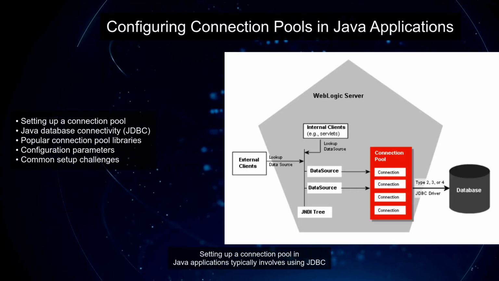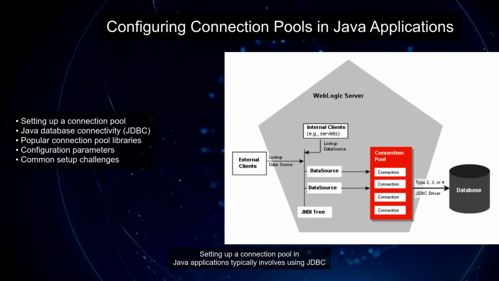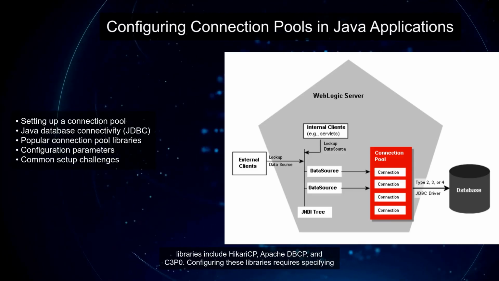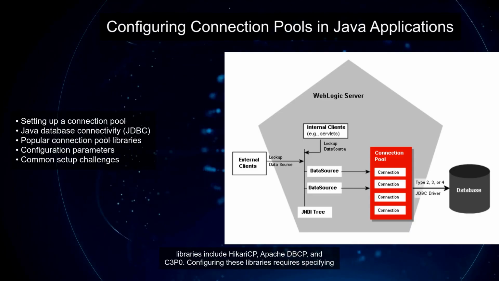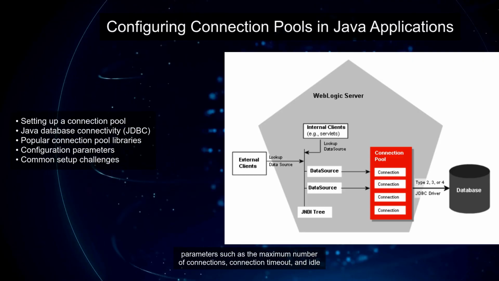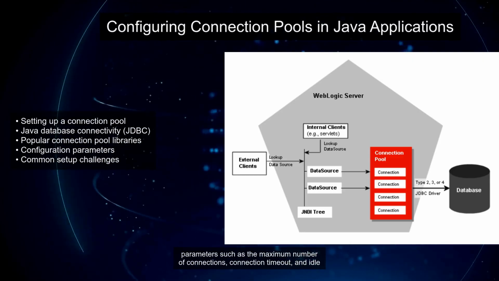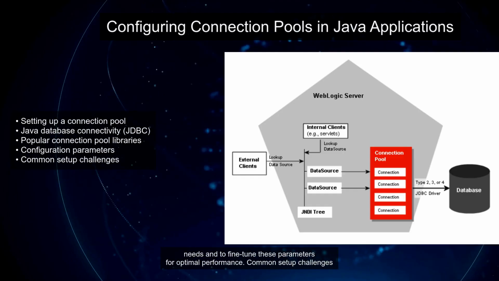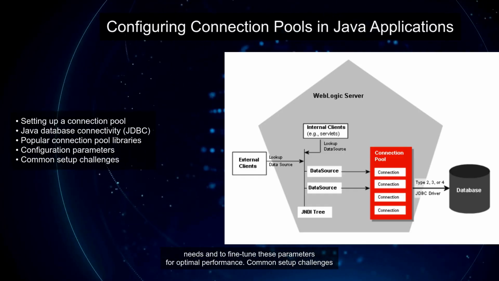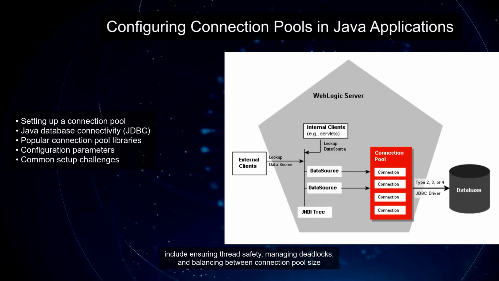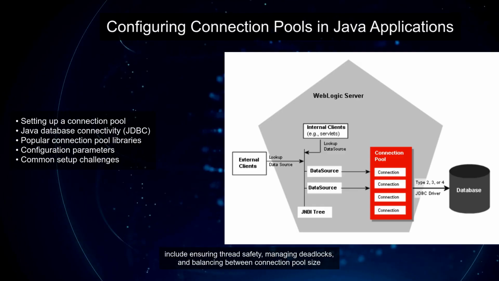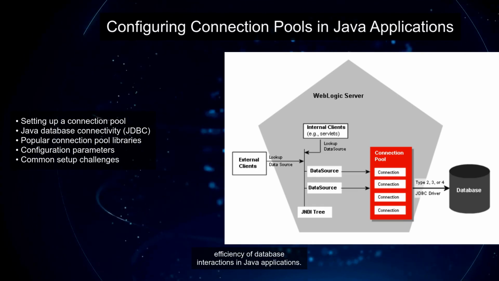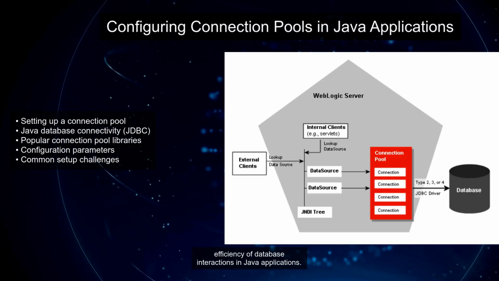Setting up a connection pool in Java applications typically involves using JDBC, Java Database Connectivity, and a connection pool library. Some popular connection pool libraries include Hikari CP, Apache DBCP, and C3P0. Configuring these libraries requires specifying parameters such as the maximum number of connections, connection timeout, and idle timeout. It's important to choose a library that suits your application's specific needs and to fine-tune these parameters for optimal performance. Common setup challenges include ensuring thread safety, managing deadlocks, and balancing between connection pool size and resource constraints. Properly configuring a connection pool can significantly improve the efficiency of database interactions in Java applications.